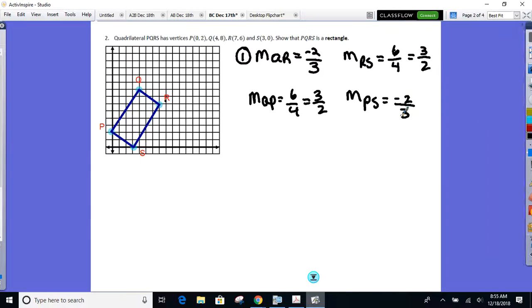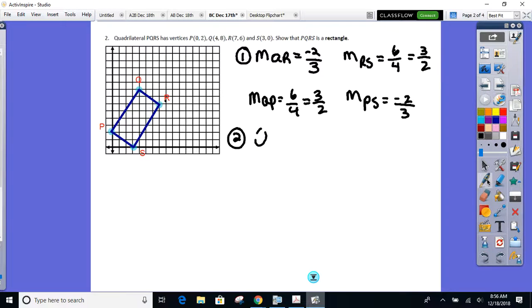Here's what I always require. After you perform a formula, next step, tell me what you learned. What did you learn by doing the slope formula right now? You didn't learn they had right angles yet. What did you just learn? What did you learn about QR and QP? They're perpendicular. So here we go.